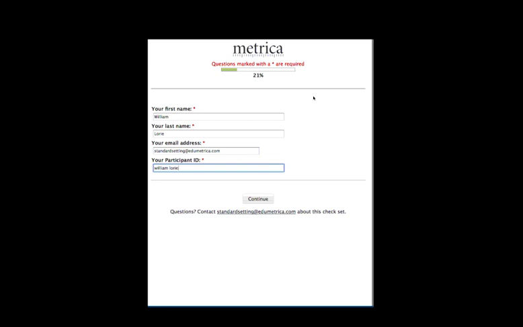Good day, everybody. This is Will Laurier, and I am going to walk you through the Angoff Check Set number 1 for the Angoff standard setting. As you can see, I've entered my first name, last name, my email address, and I've put in my name as participant ID.